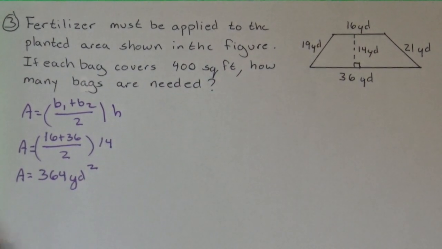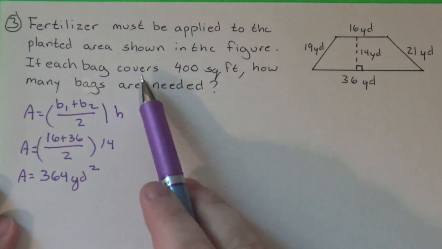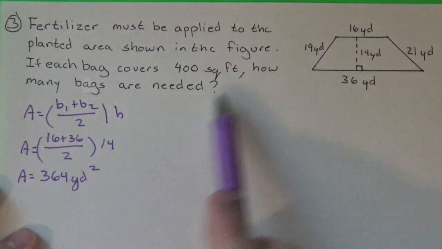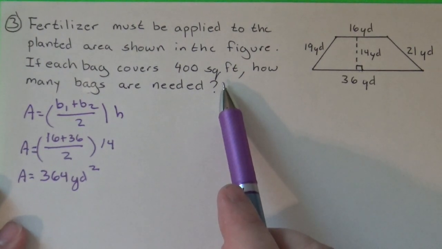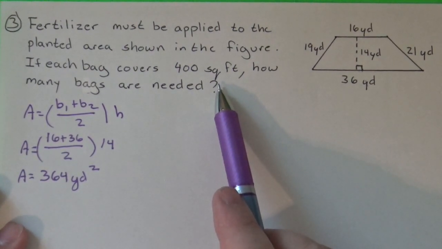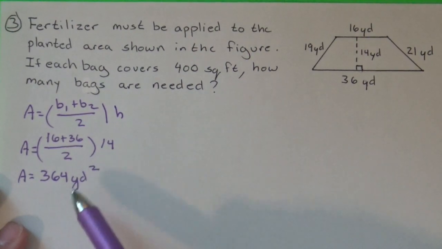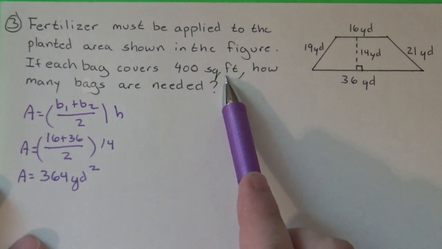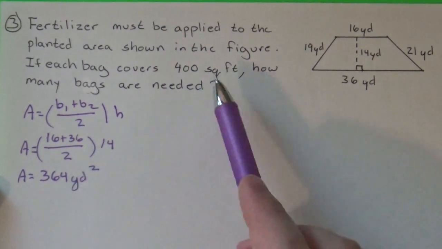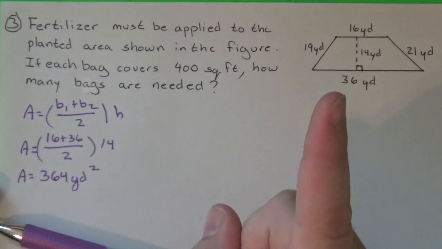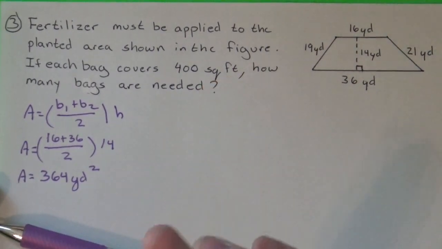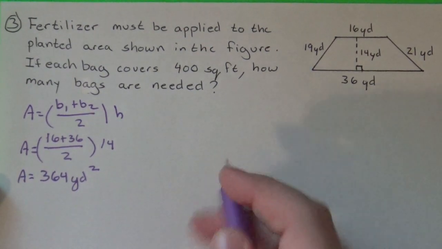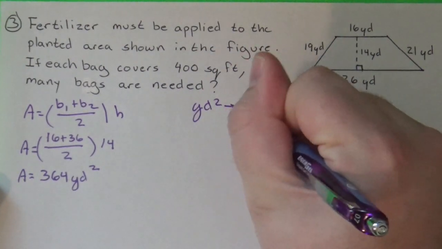Now, let's look at the next part of the problem. It tells me that I need to take a bag and cover 400 square foot. Well, here's the problem. This is in square yards. This is in square foot. So guess what we're going to have to do? We're going to have to convert something. So which one do we want to convert? Do we want to convert this from square yards to square feet, or do we want to convert this from square feet to square yards? The truth of the matter is, it doesn't matter which one you decide to convert. Just choose one and only one, and that's it. So, because I've already got it all nicely written right here, I'm going to convert my square yards into square feet.